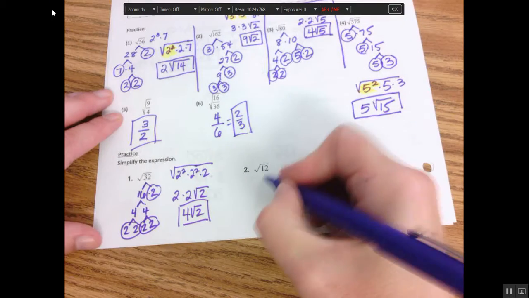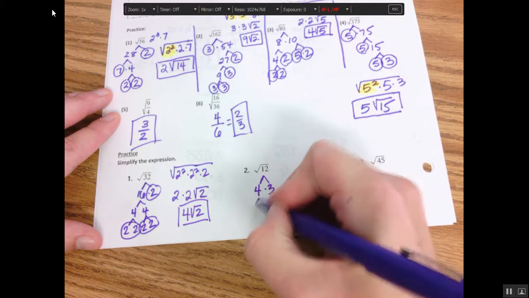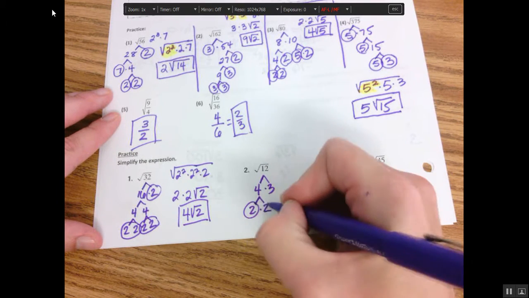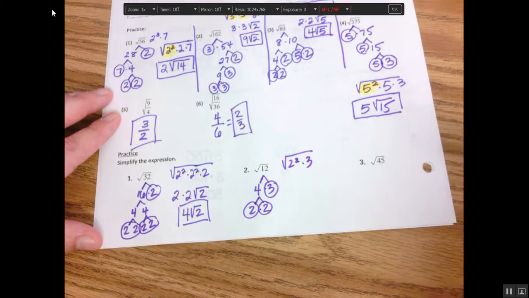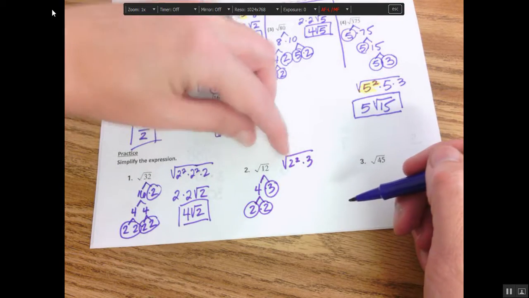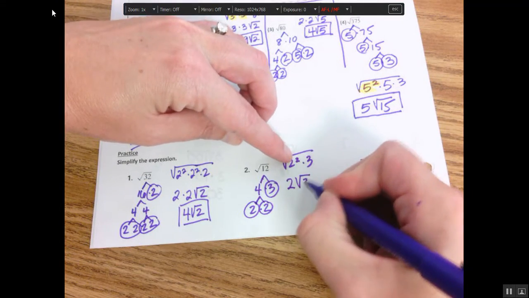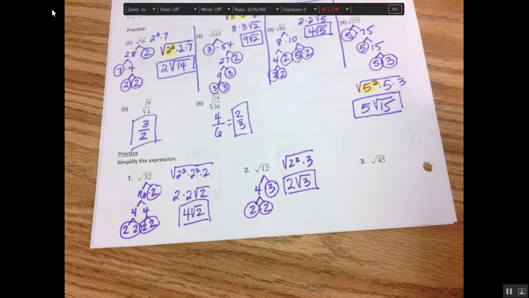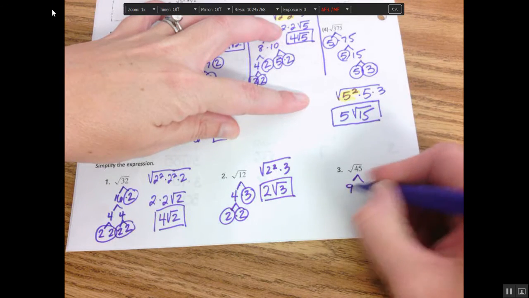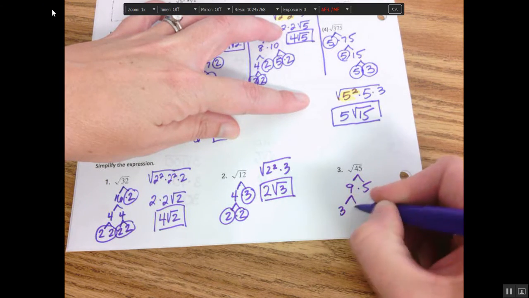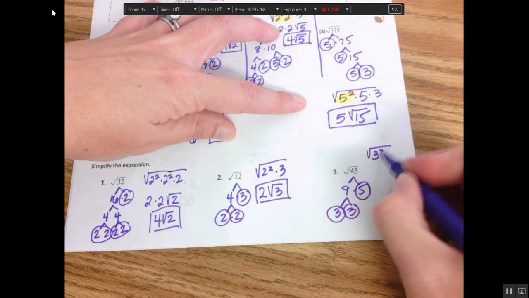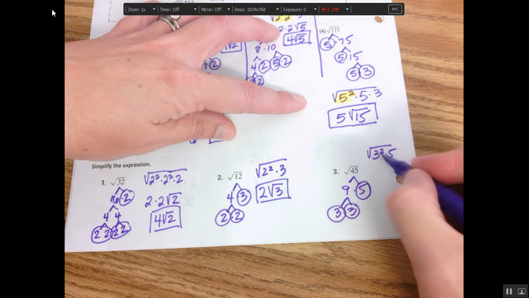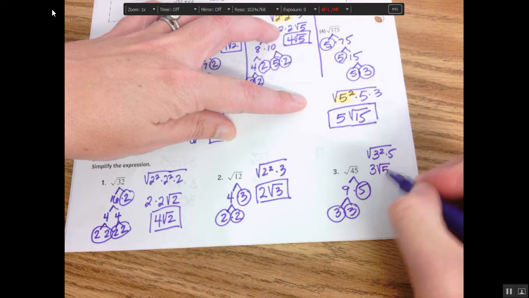All right, this one, 4 times 3, 2 times 2. So your factors are 2, 2, and 3, which is 2 squared times 3. So the square root of 2 squared is 2. That comes out as just 2. So you should have 2 root 3 there. Questions so far? Okay, and then this one, a lot of you did 9 times 5, and that's 3 times 3. So your factors are 3, 3, and 5. I have 3 squared times 5, and the square root of 3 squared is 3. So you have 3 root 5.